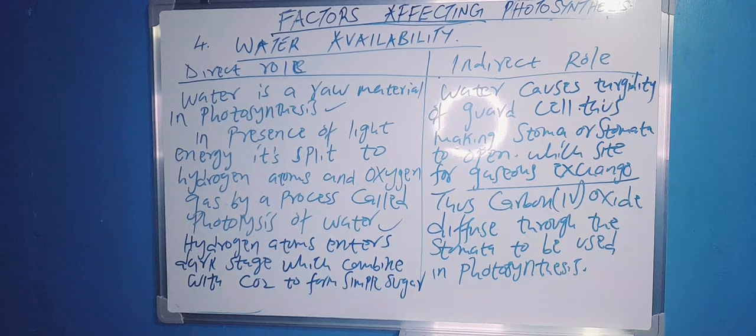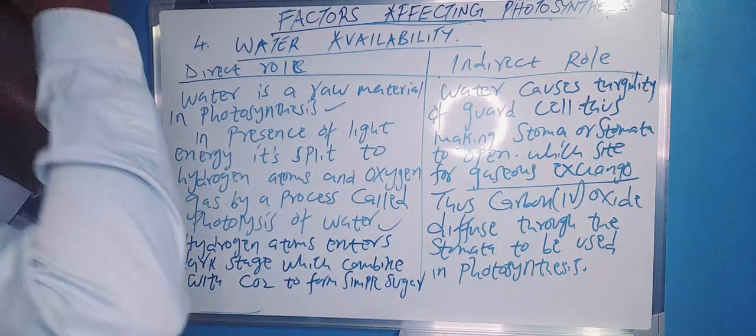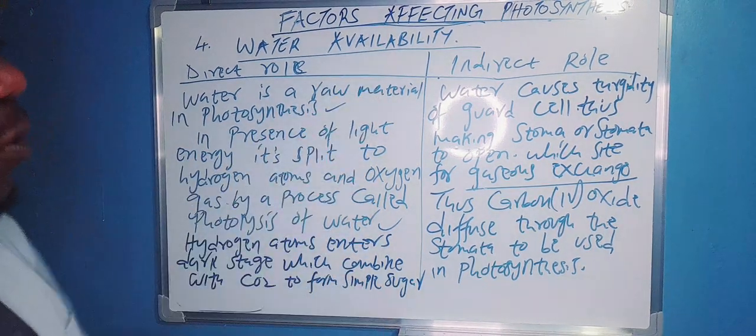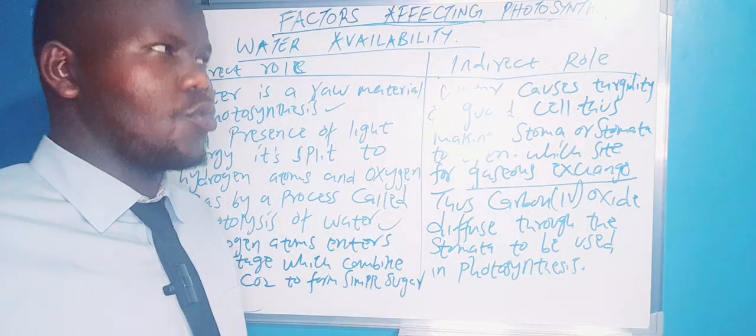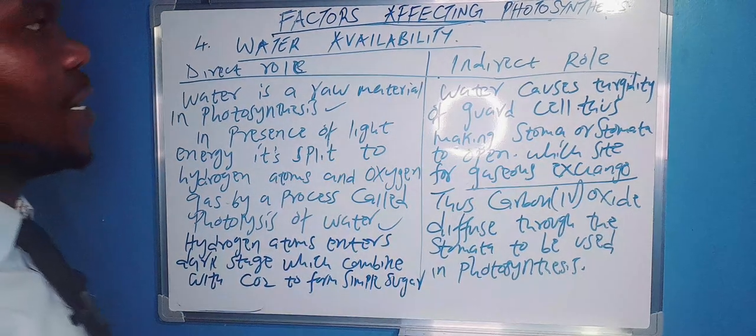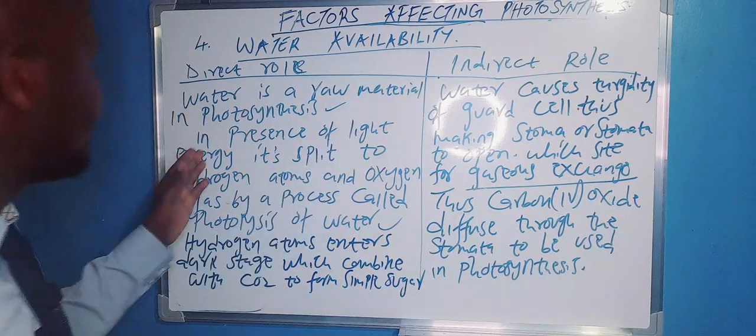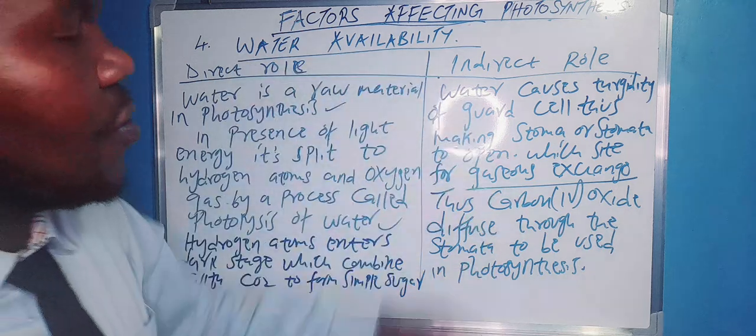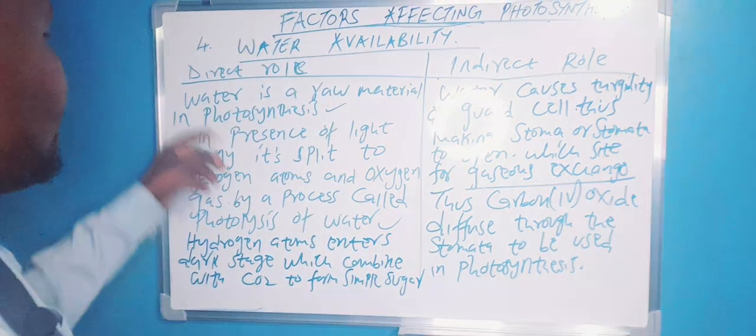Let's do the last factor affecting the rate of photosynthesis, and that's the water availability. The water availability has two roles, a direct role and an indirect role. Let's summarize the direct role and the indirect role of water. So what will happen at this point?